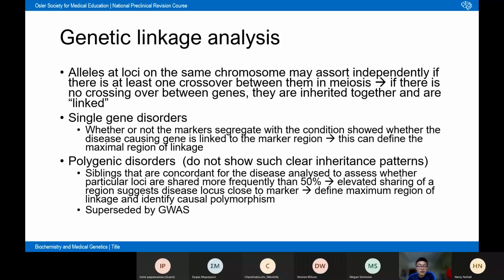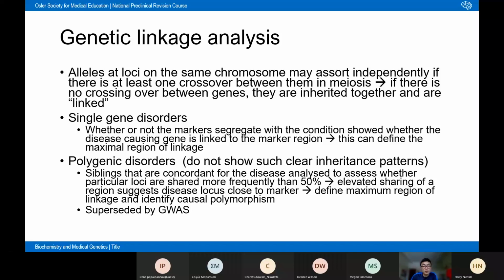Nowadays, we tend to use GWAS. You might have heard of it before, but these are genome-wide association studies, and what they allow us to do is scan the entire genome using a high density of polymorphic markers, and subsequently they allow us to carry out analysis.